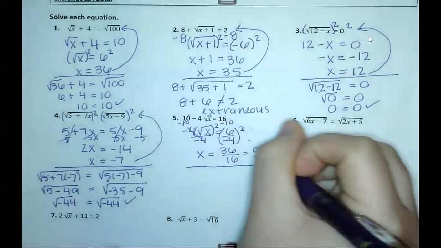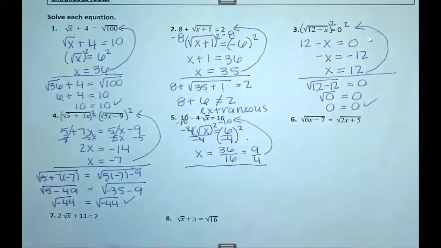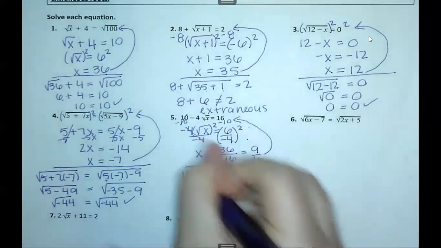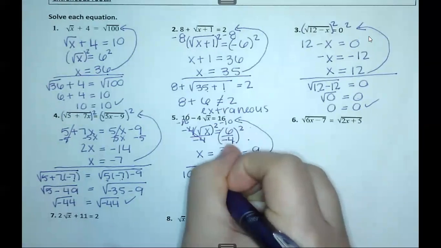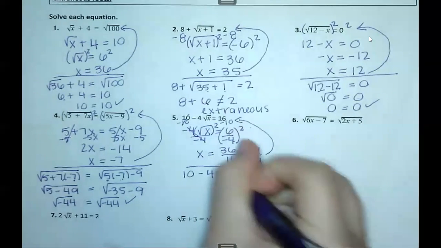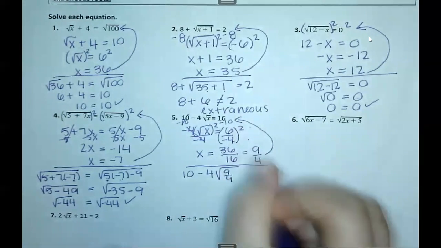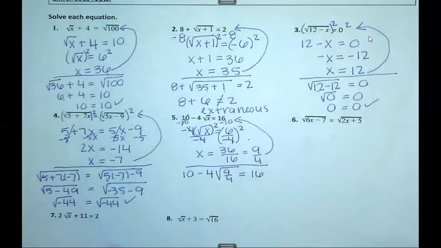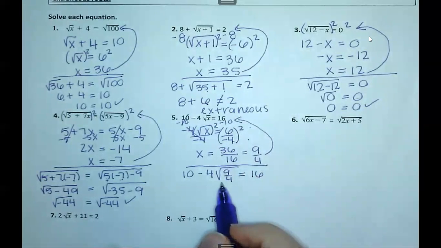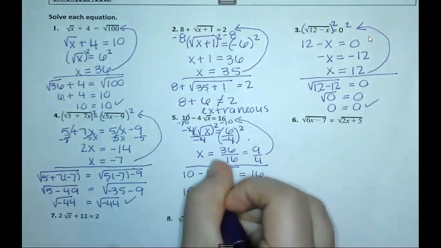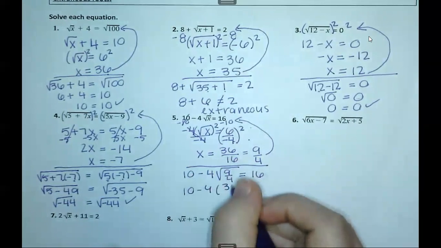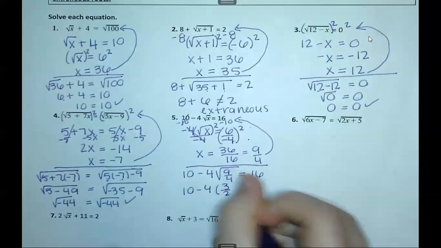All right, so now I just need to check it. So I'm going to plug it up here into the original. So I would have 10 minus 4 times the square root of 9/4 equals 16. So the first thing we want to deal with is our radical. So I take the square root of both of these numbers. So I can take the square root of 9 and I'll get 3, so copy down the rest. And I can take the square root of 4 and get 2.